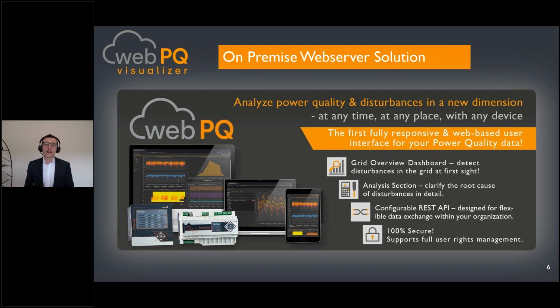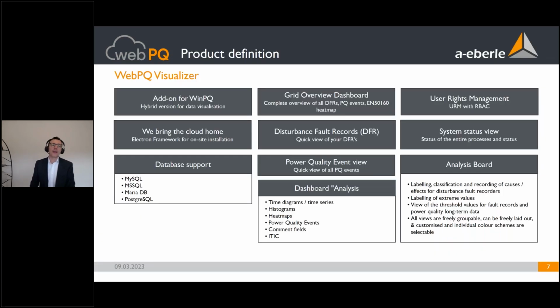And last but not least, security is a very necessary thing in the future, and so the new WebPQ Visualizer has a full user rights management system with the so-called a-eberle functionality. The product definition is as follows. It is an add-on for WebPQ, our expert software for the evaluation of our devices. We call it a hybrid version for data visualization. We bring the cloud home, which means we install it directly in one app at your PC, at your server farm, in your own company.